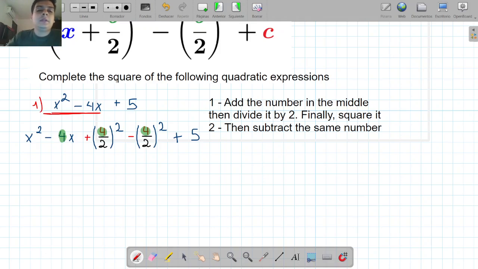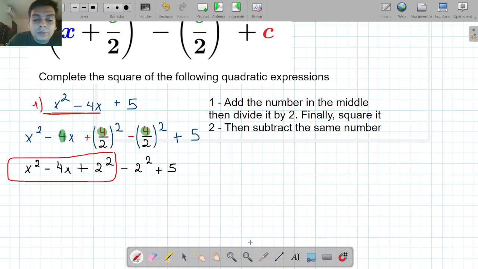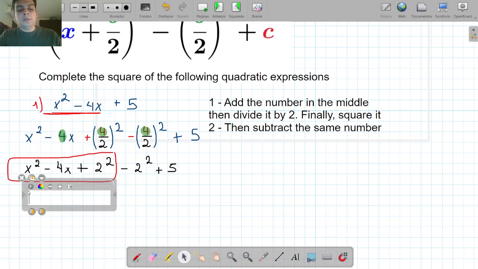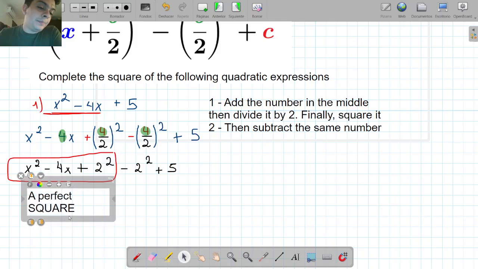Okay. Now, let's write it. Let's try to write it, but we are going to divide this thing in the middle. Let's divide it. And here we are going to have the same, minus 2 squared plus 5. Now this whole thing is going to be what we call in math a perfect square.